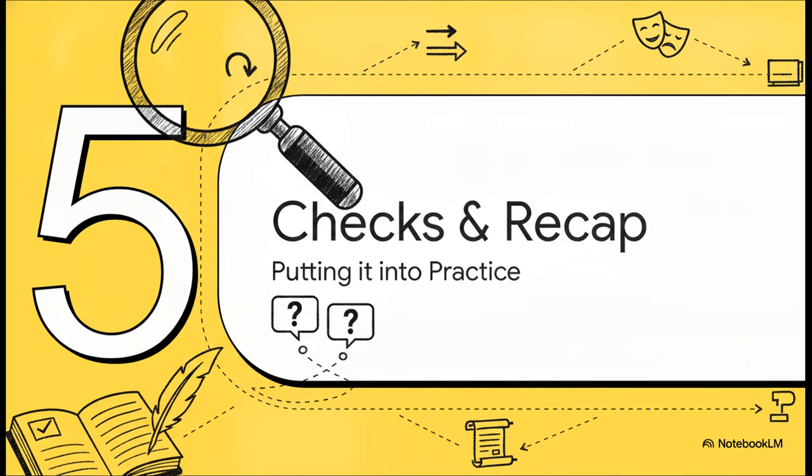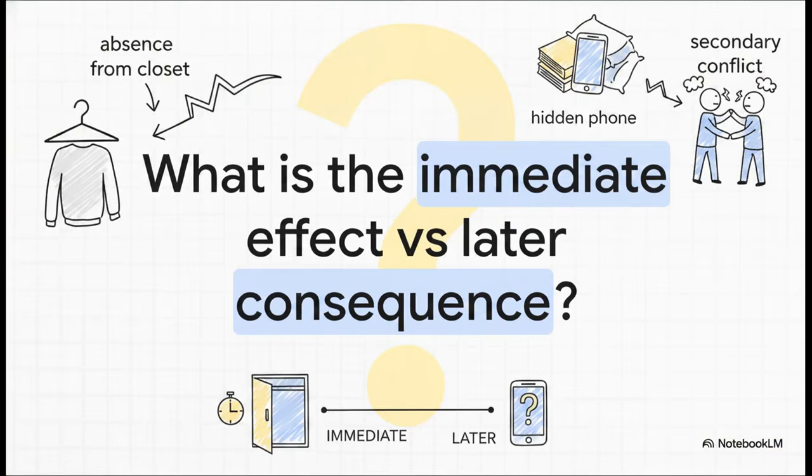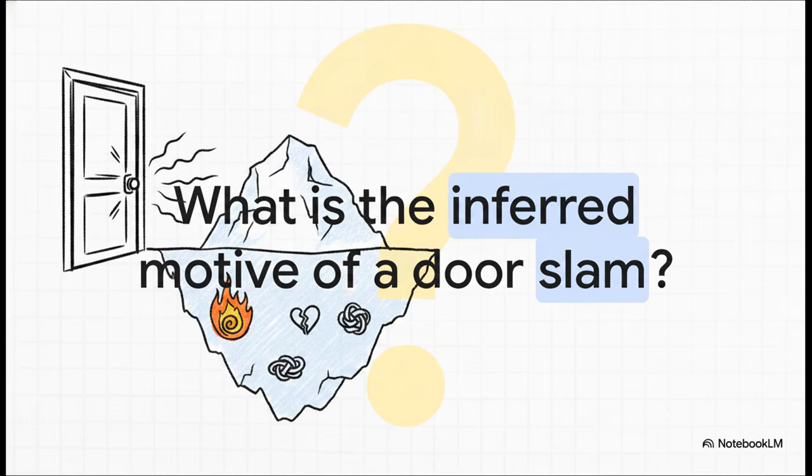Finally, part 5, checks, recap, and transfer. Let's put everything we've learned into practice. Take a quick moment to process this first check. In our two-scene model, what was the direct, immediate result of the borrowing, and what was the delayed ripple effect? Think about it. Okay, got it? The immediate effect was simply the physical absence of the sweater from the closet when sibling B went looking for it. The later consequence was the retaliatory act of the hidden phone, which created a whole secondary conflict.